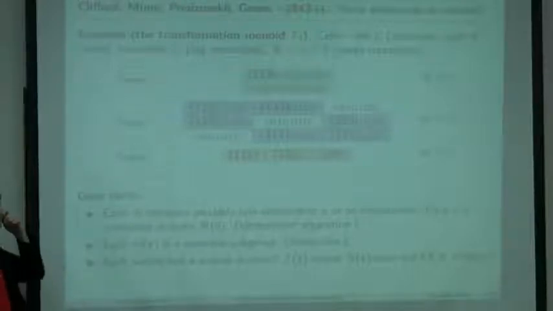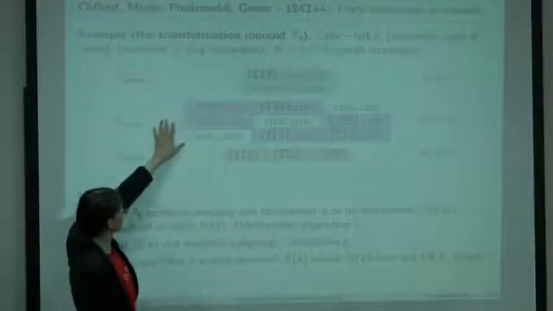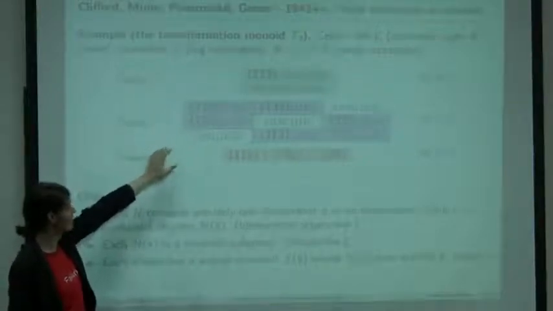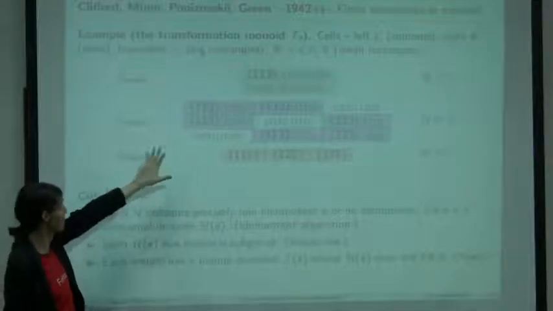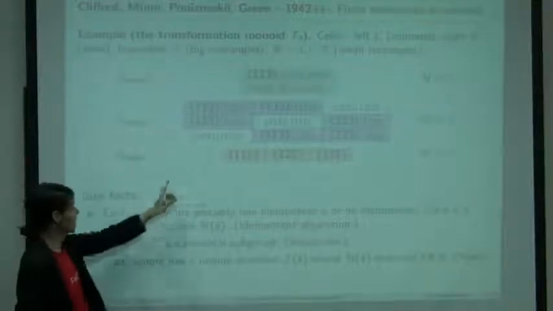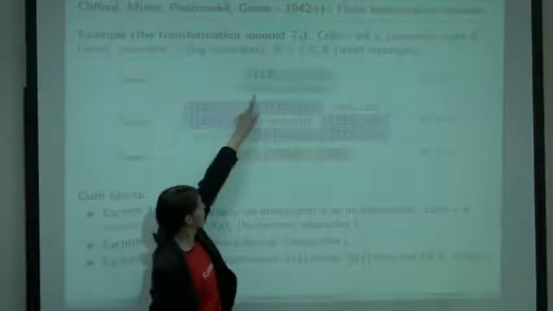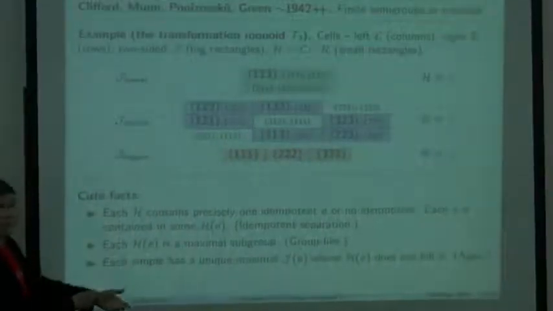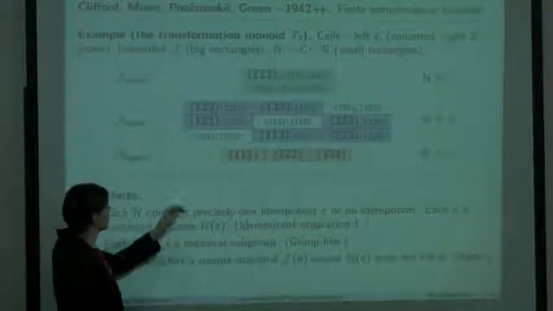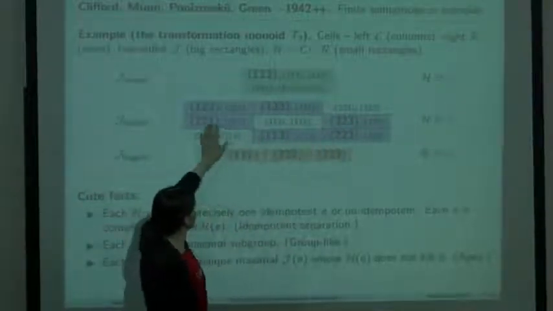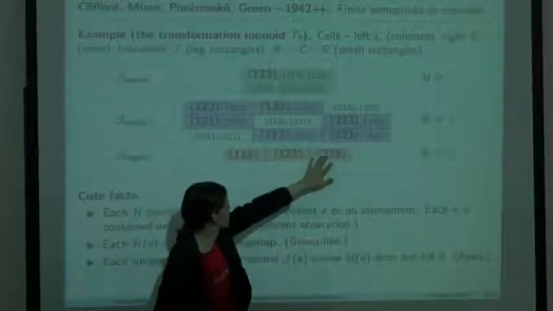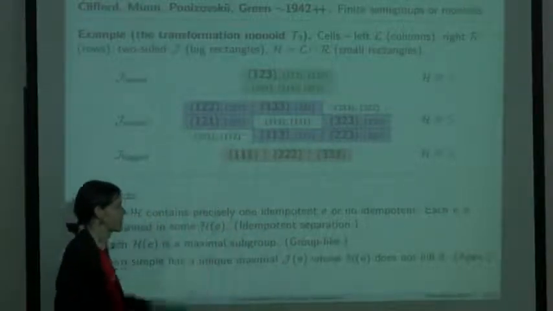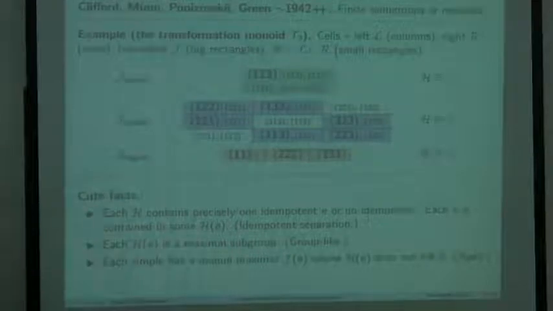Anyway, the point is, this is the transformation semigroup T3, all endomorphisms of the set 1 to 3 in one line notation. So this just means 1 goes to 1, 2 goes to 2, 3 goes to 2, right? You should recognize that this guy here at the top is S3, the symmetric group. Then you get here in the middle certain elements, and at the bottom you get kind of the worst case elements, if you want.